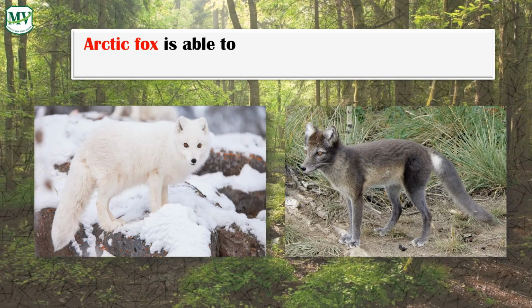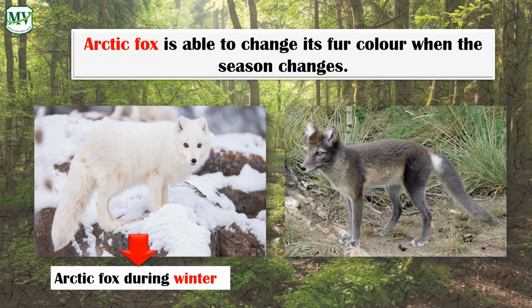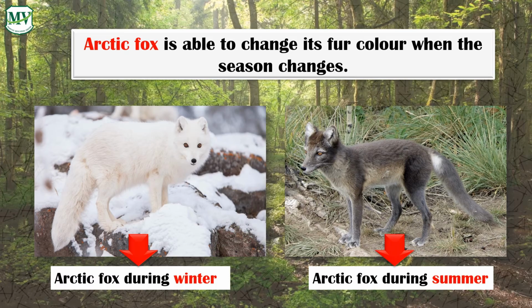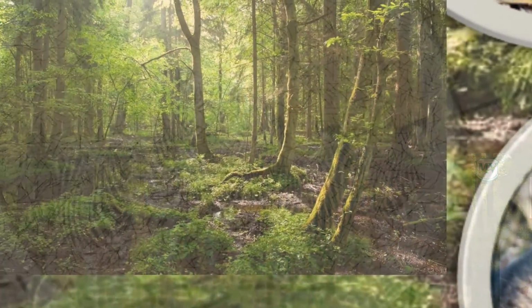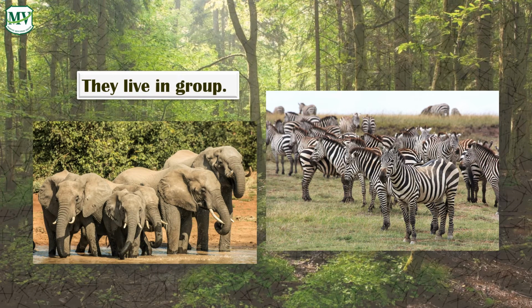Arctic fox is able to change its fur color when the season changes. This is Arctic fox during winter, and this is Arctic fox during summer. Some animals, such as elephants and zebras, live in groups. Predators find it difficult to attack an animal when they are in a group as compared to when they are alone.